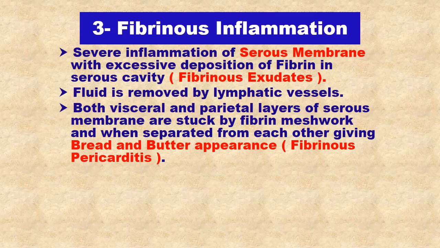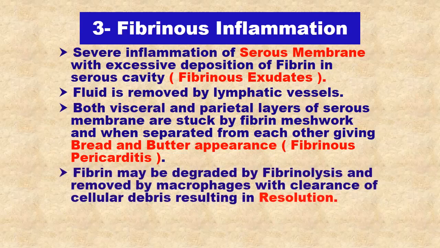Third, fibrinous inflammation. It is a severe inflammation of serous membrane with excessive deposition of fibrin in the serous cavity, which is fibrinous exudate. The fluid is removed from the fibrinous exudate by lymphatic vessels, and the fibrin remains on the surface of the serous membrane. So, both visceral and parietal layers of serous membrane are stuck by fibrin meshwork, and when separated from each other, give a bread and butter appearance, which resembles the spread of butter on the surface of the bread, as in fibrinous pericarditis.